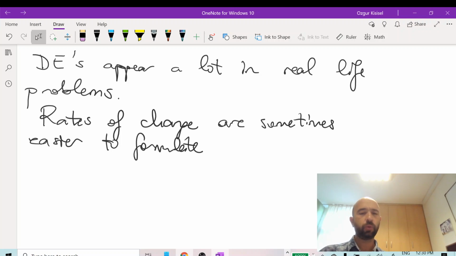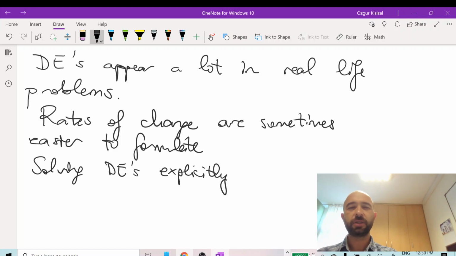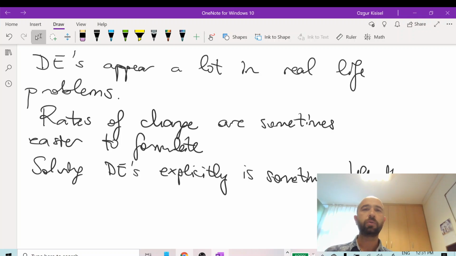Now one warning: solving differential equations explicitly, I mean finding the function. Of course, that's your goal if you can do it, but that's sometimes difficult. And this difficulty doesn't just mean that you may not know it, but that it might be out of reach. It might be something that nobody can do. And what do you do then?